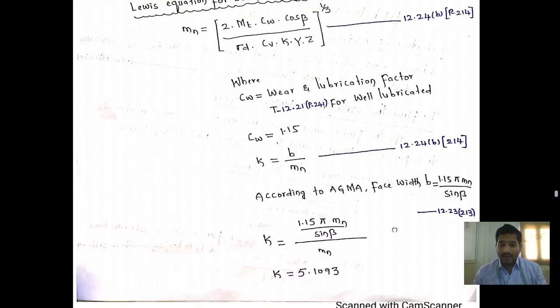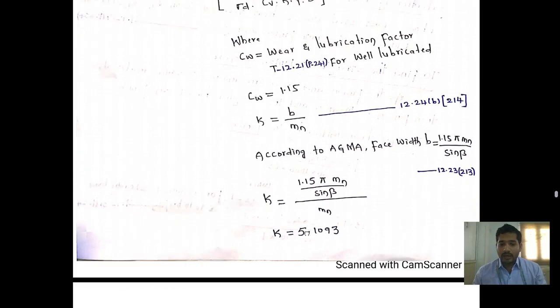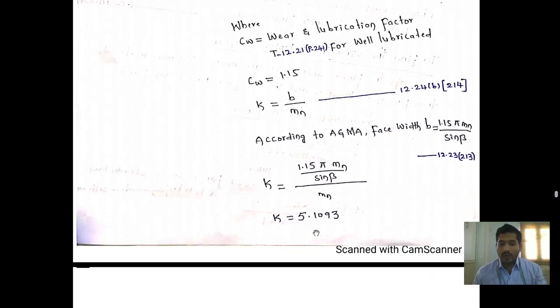Let us see K as it is. The B value is 1.15 pi into Mn by sin beta, divided by Mn. This Mn and this Mn will be cancelled. If you divide, you will get the value 5.1093. That is the value of K.